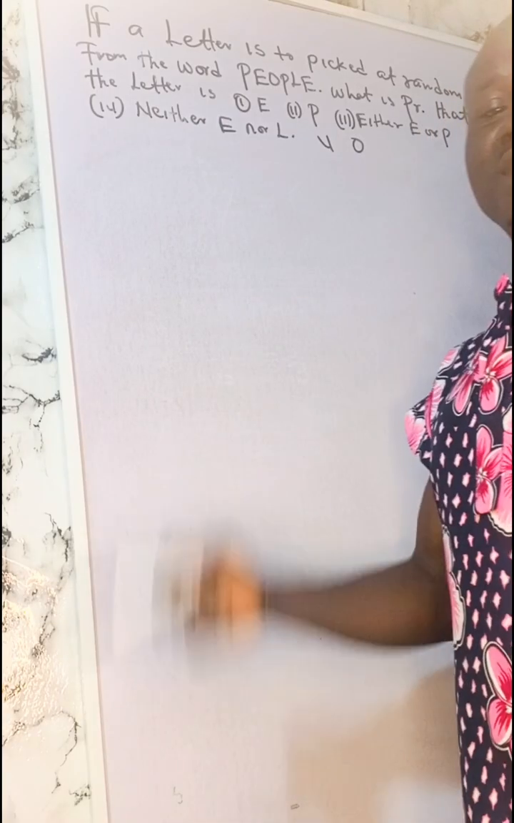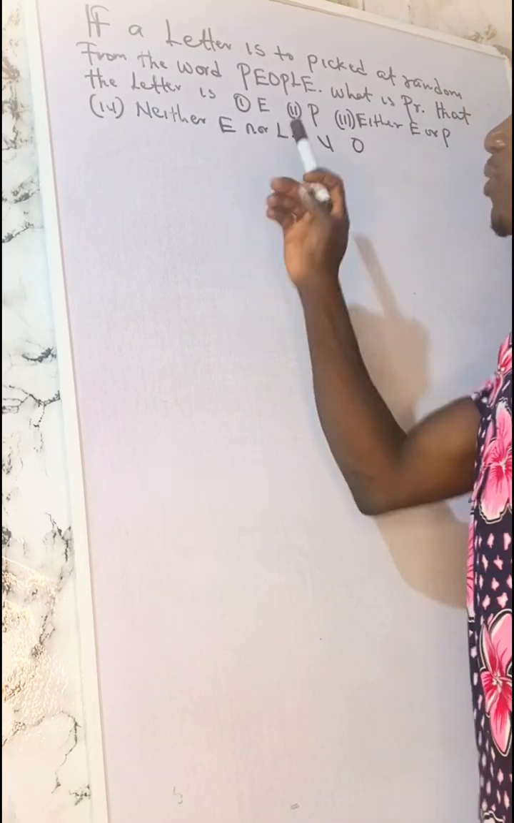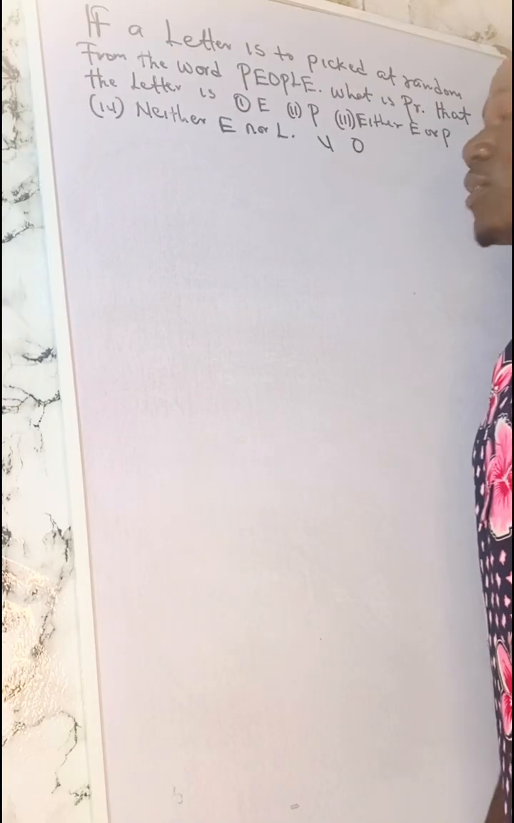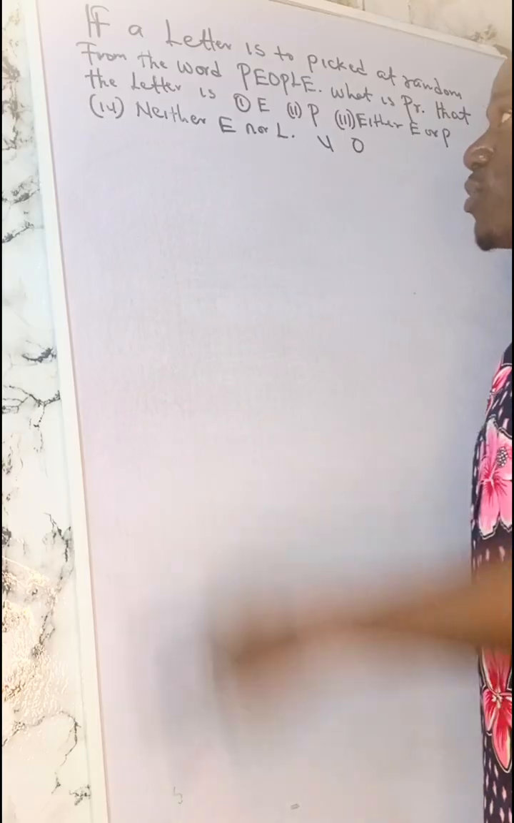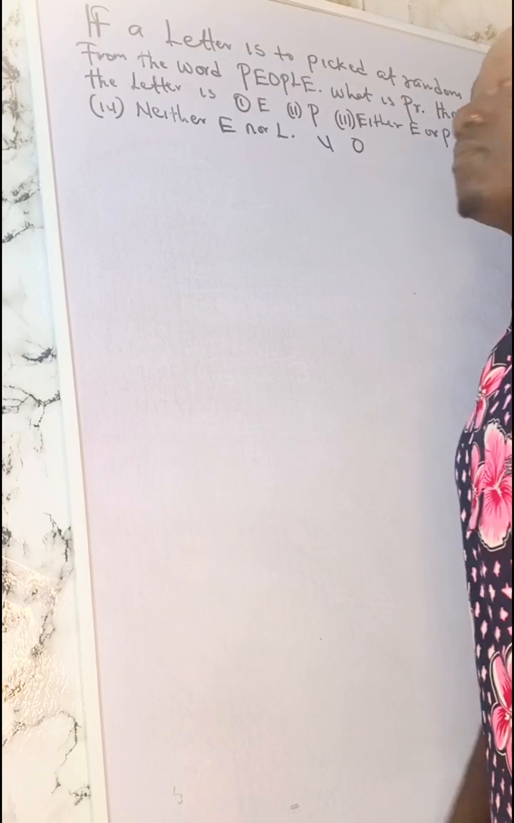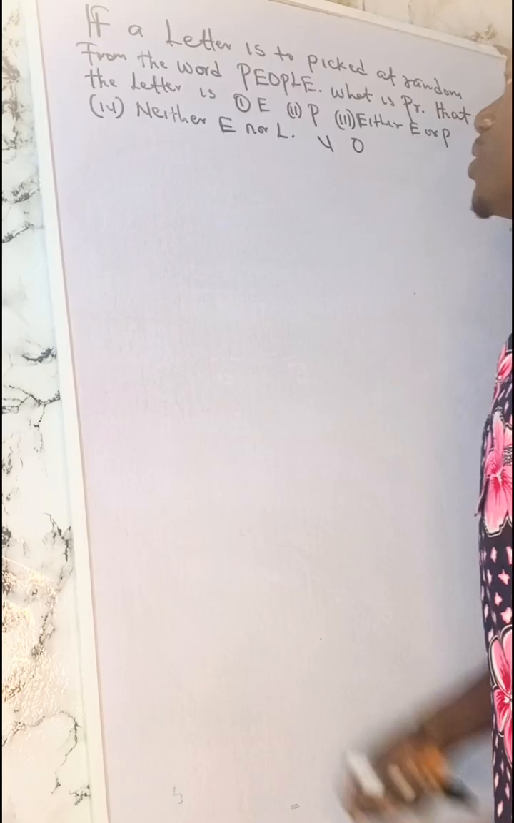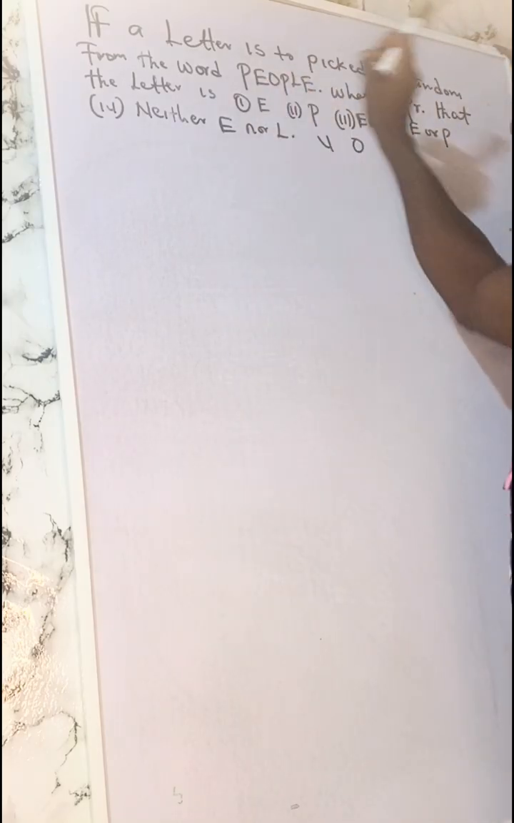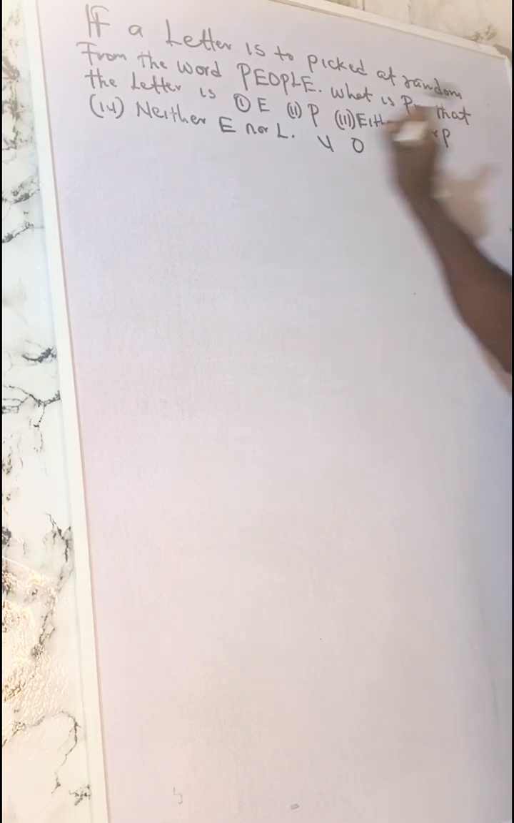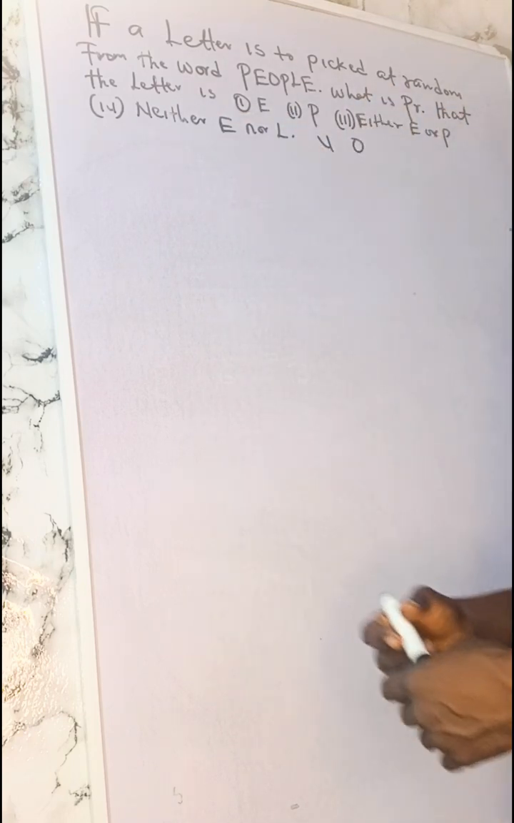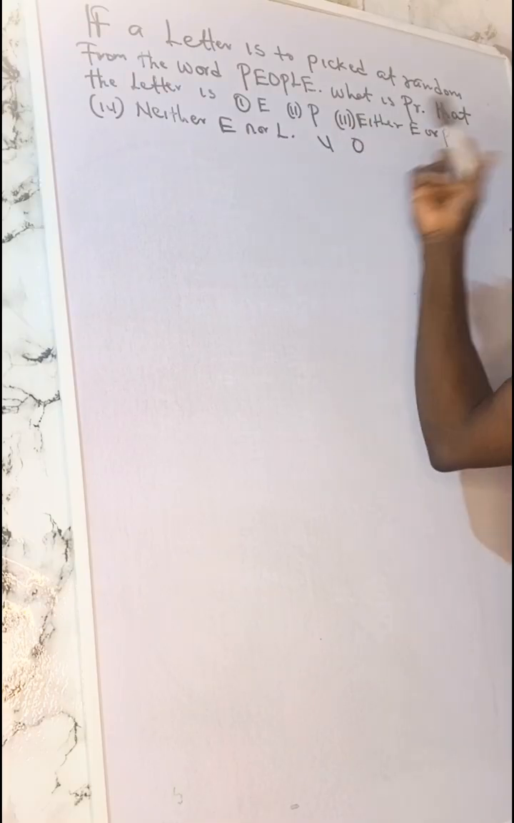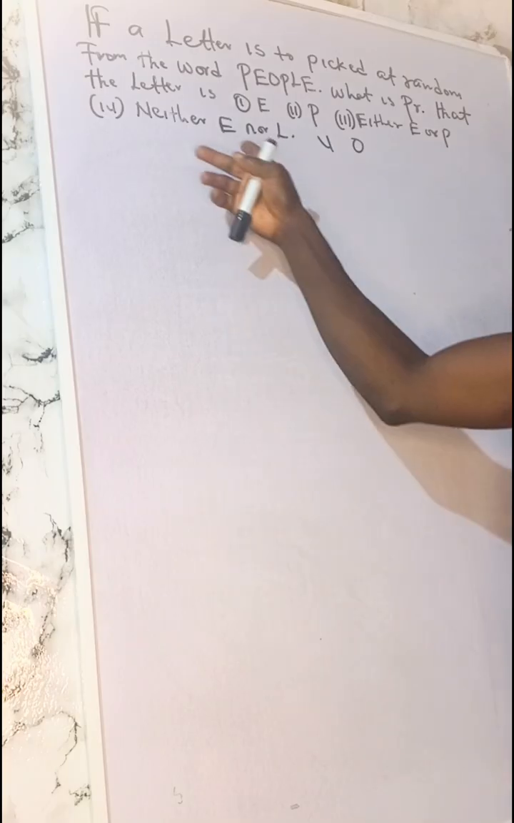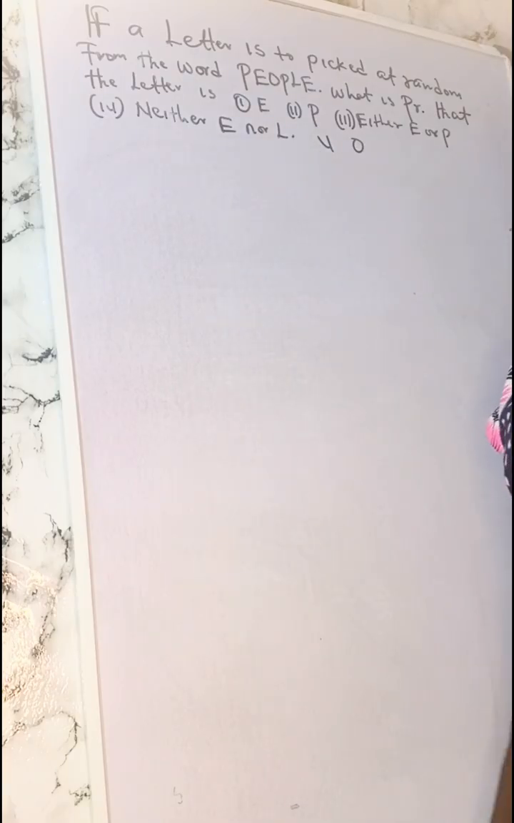Happens to study at Imo State University. This is one of their exams, the past question for second semester exam. She came across this question as she was preparing for the exam. The question said, if a letter is picked at random from the word people, what is the probability that the letter is E, P, either E or P, neither E nor L, and lastly O?